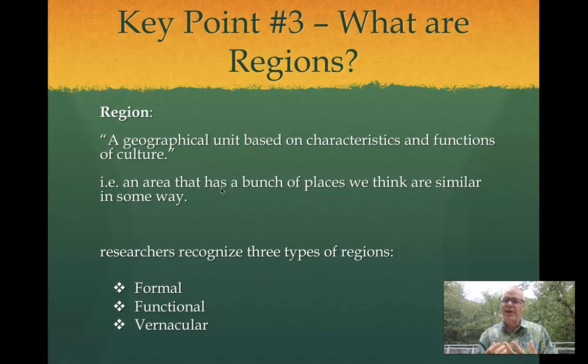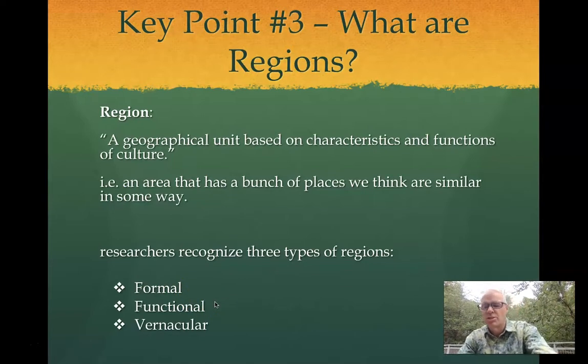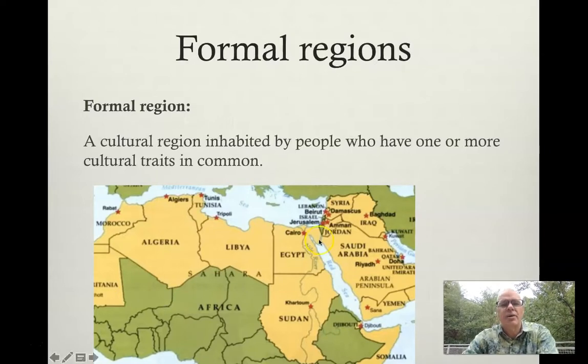There are really 3 types of regions that I'm going to talk about here: formal, functional, and vernacular. And they're terms that, yes, you need to know. So a formal region is where we take some area of the world and we think all the places in there are similar because of some particular trait, usually some sort of cultural trait. So for instance, when we talk about a culture region, it's inhabited by people who have one or more cultural traits in common. So this map here is of a particular cultural region.